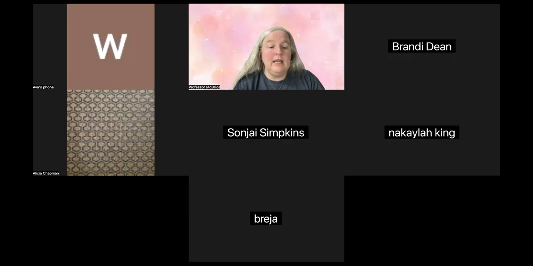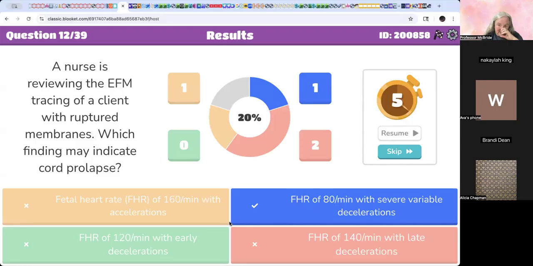As far as what we can see when this happens, here we've got this fetal heart rate that just tanked, and we're having severe variable decelerations. Variable decelerations are caused by what?